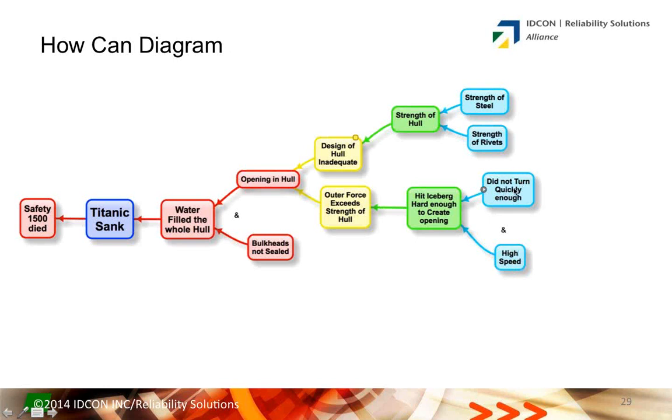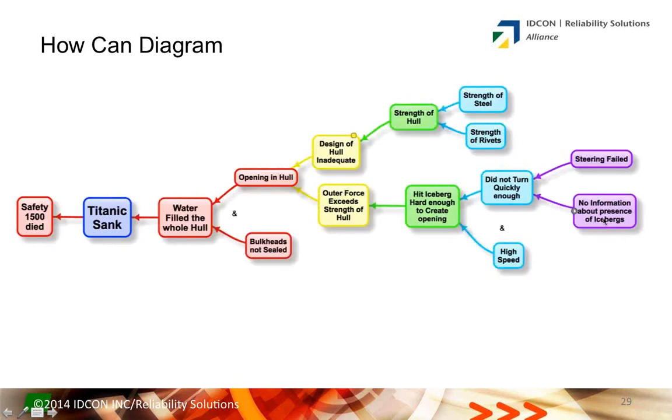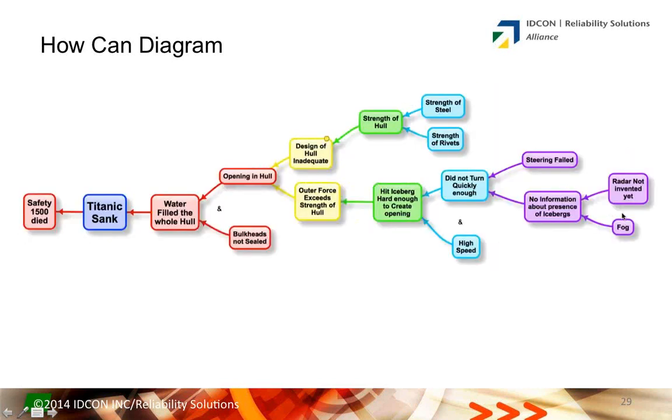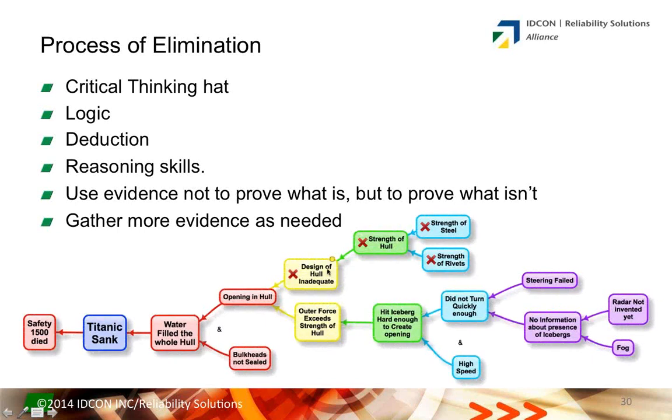How come I didn't turn quickly enough? Well, the steering failed, or I didn't know anything about the presence of the iceberg. Steering didn't fail, but we didn't know the iceberg was there, and we were going in fog. And you can keep on driving it out that way. So this is just a little tool to do that. I can produce this very simply with sticky notes as well. Okay? Process of elimination. So now I have my how-can diagram. I can come back through all of these and start Xing them out. And you can see here we've eliminated the design of the hull.